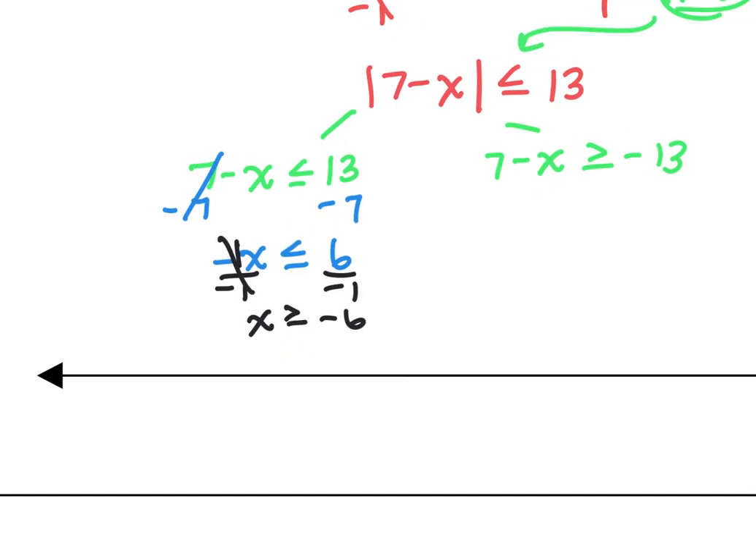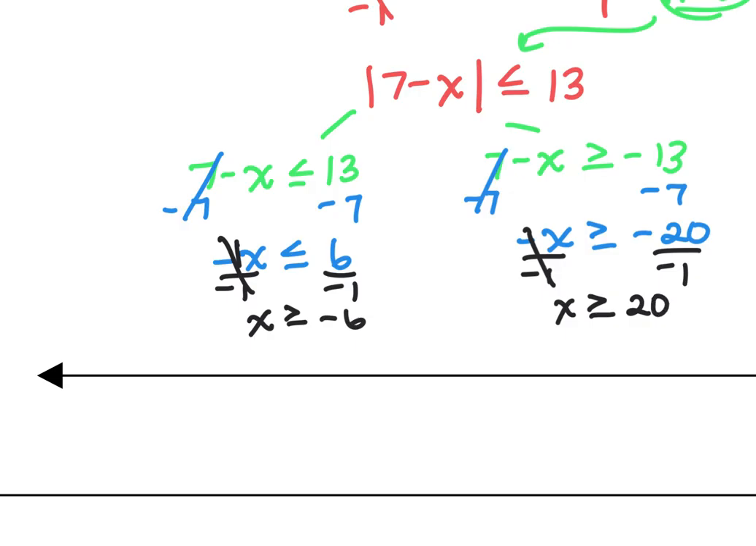I have to now divide by a -1 again. But once again, if I divide by a negative, I have to flip it. So x is greater than or equal to -6. And then my second inequality, when I solve it, I get -x is greater than or equal to -20. But once again, I have a -1x, and I need a positive x. So I divide by that -1, and I get x is greater than or equal to 20.